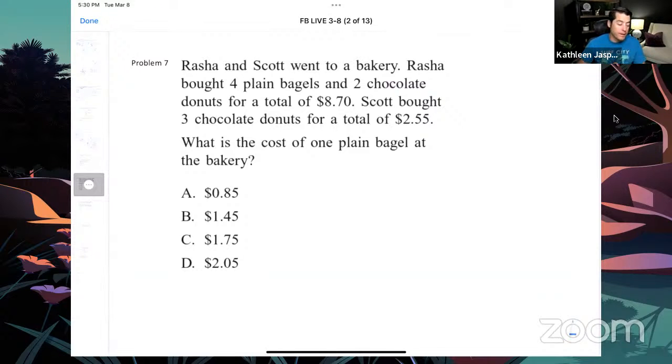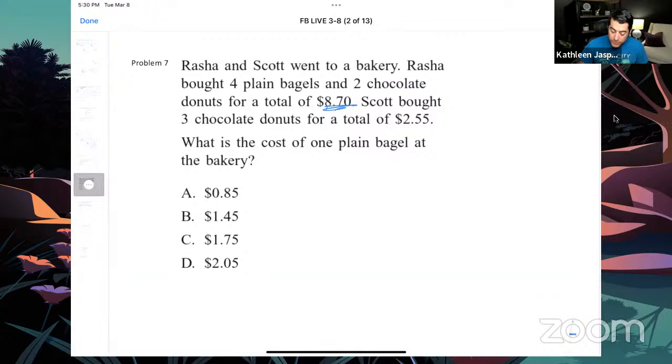So the thing about this is it's a multi-step problem, and just don't get lost in the weeds on this type of problem. Just follow along as it says, and hopefully you have an understanding of how to figure it out. It wants to know the cost of a bagel. So as we look, 4 bagels and 2 chocolate donuts go for $8.70. Okay, that's good.